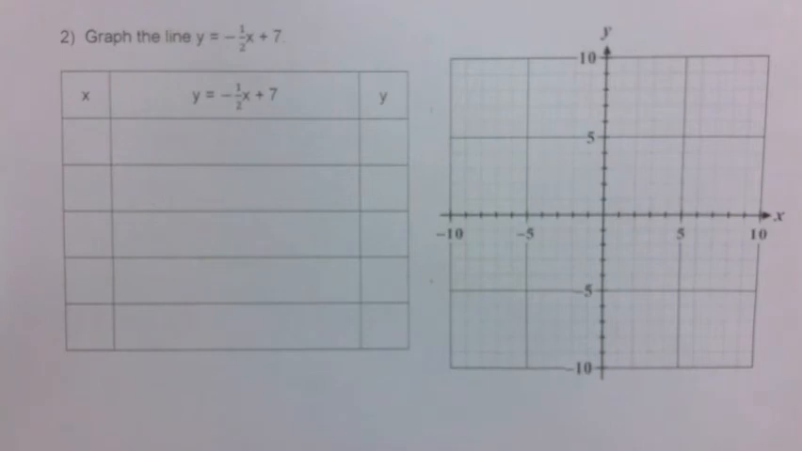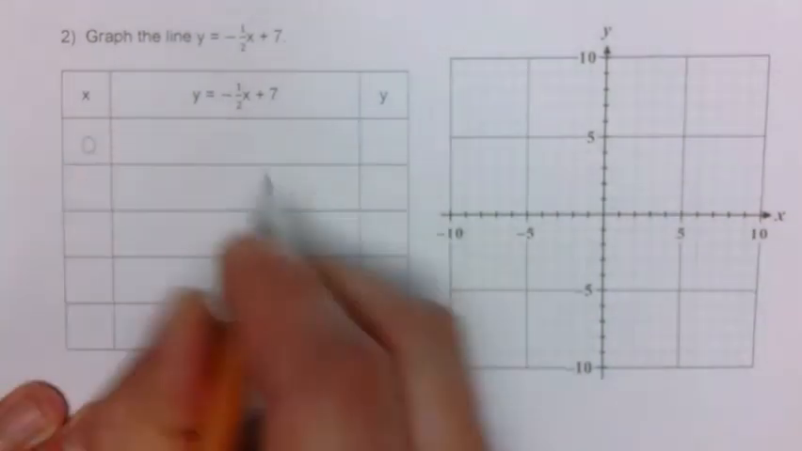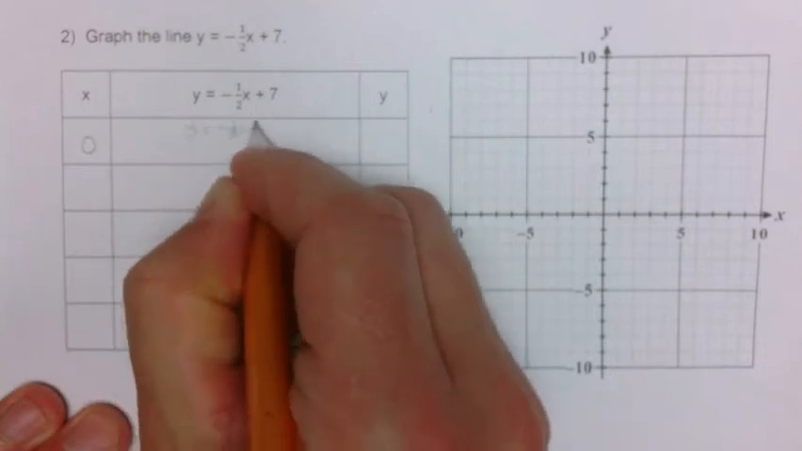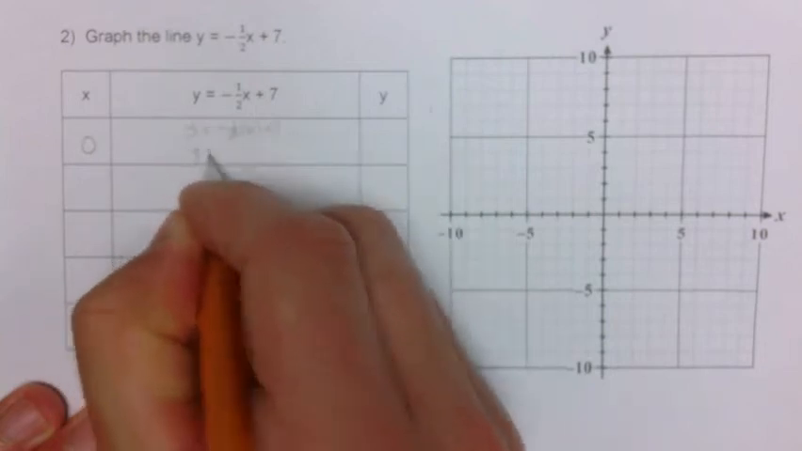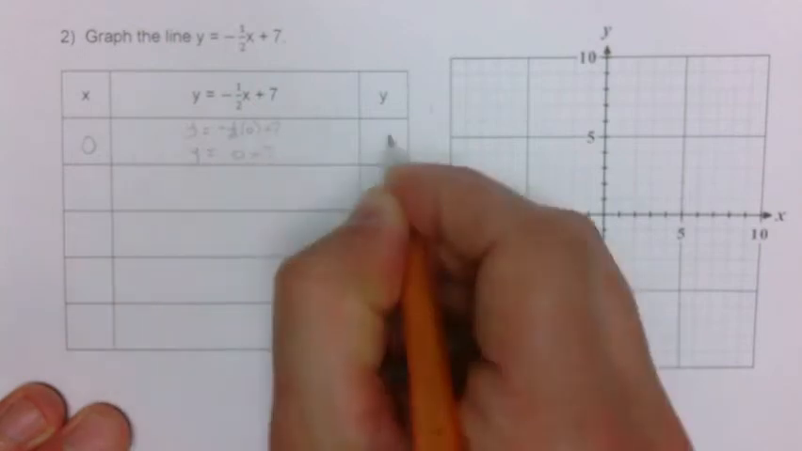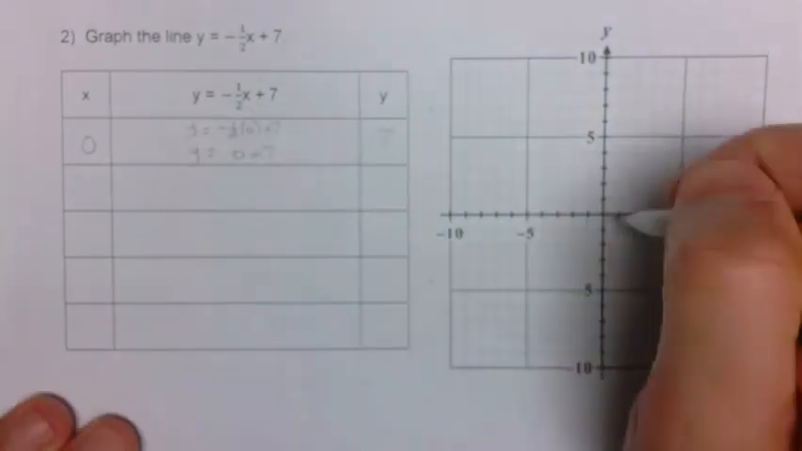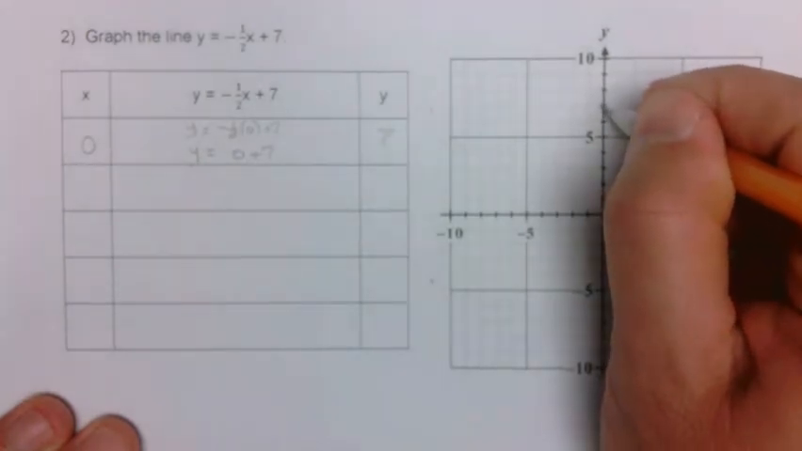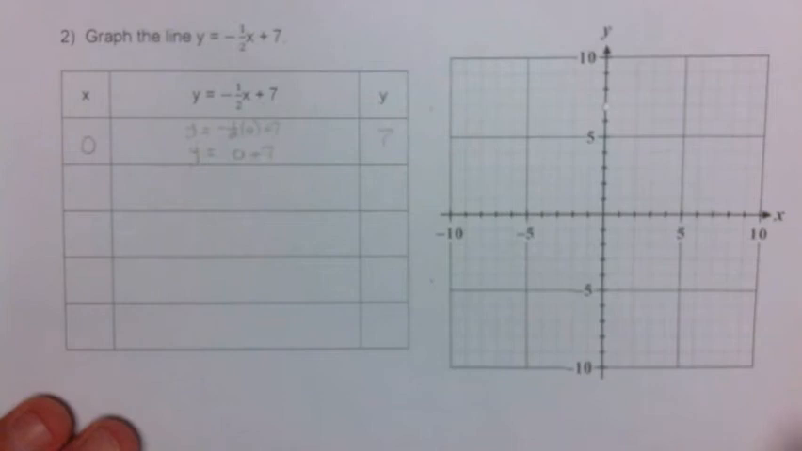In our next example, it says to graph the line y equals -1/2 x plus 7. So let's pick out some x values so that we can figure out the y values that go along with those. And again, I always like to start with x equals 0 because it's easy to calculate. y equals -1/2 times 0 plus 7, which becomes y equals 0 plus 7, which is just 7. So (0, 7) just goes straight up 7 units from the origin right here. And that again is going to be the y-intercept.